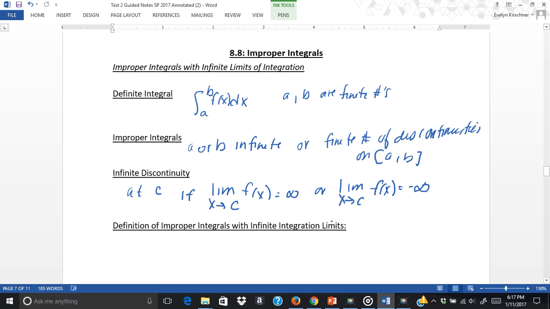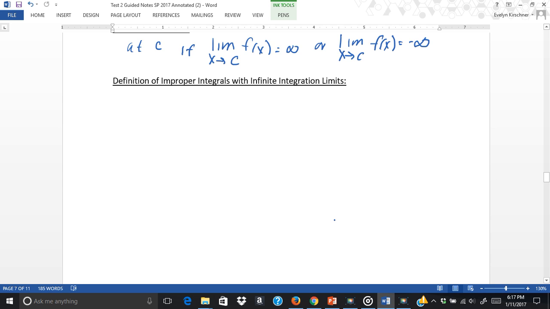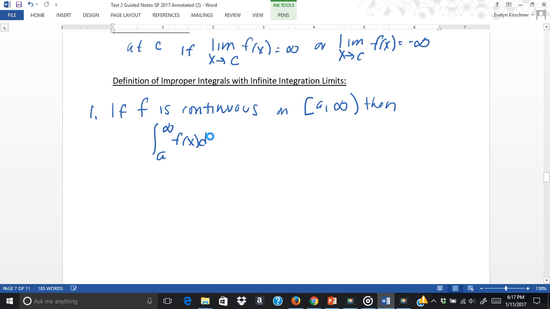So we're going to define improper integrals with infinite integration limits. So, 1, if f is continuous on a to infinity, then I can define the integral from a to infinity of f of x dx as the limit as b goes to infinity of the integral from a to b of f of x dx. So I can evaluate it and see what happens when b goes to infinity.